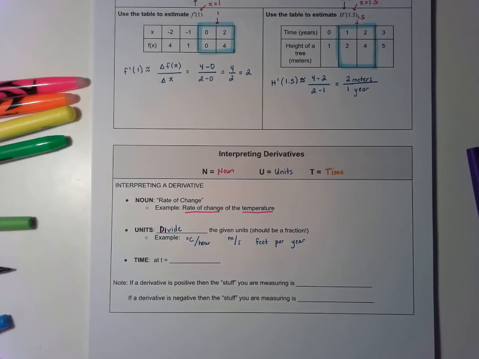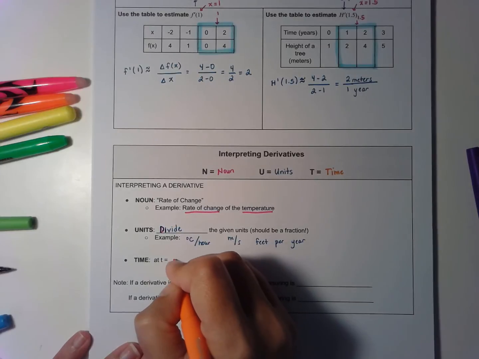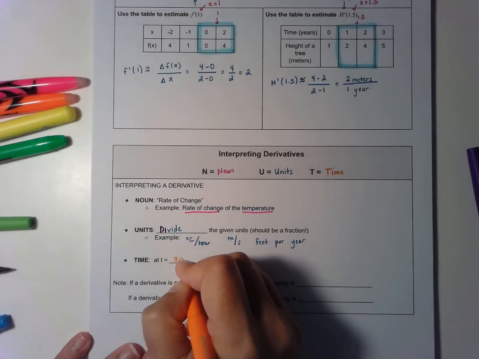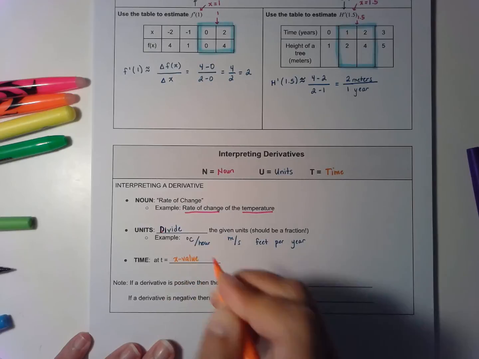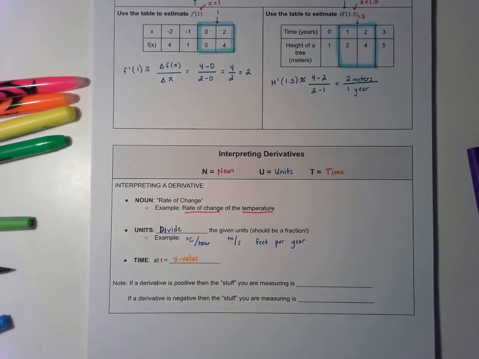And lastly, time. So all derivatives are found at a specific time. So you would have to say whatever specific x value or input value you're using to find that derivative. So is it the rate of change of the temperature in degrees Celsius per hour at 1 o'clock in the afternoon, or is it at noon? And that changes how you do the problem.